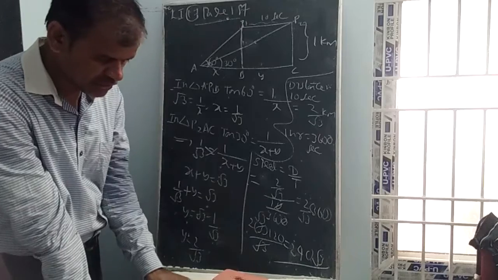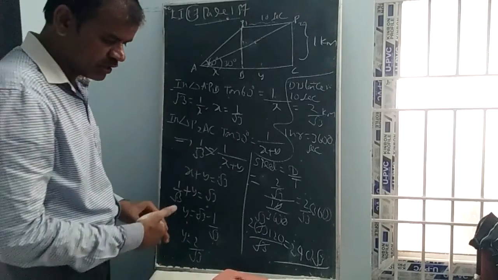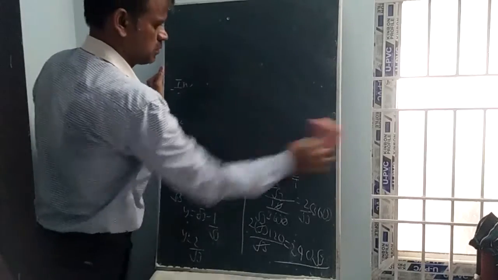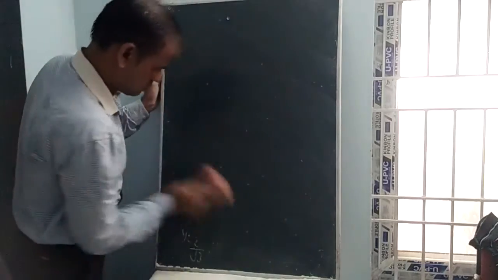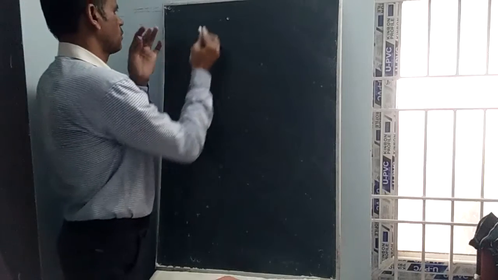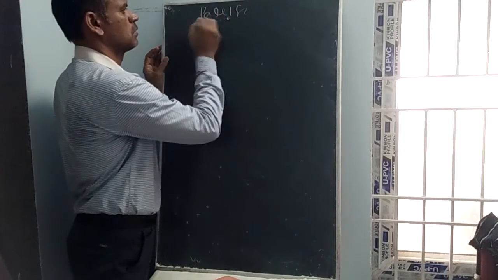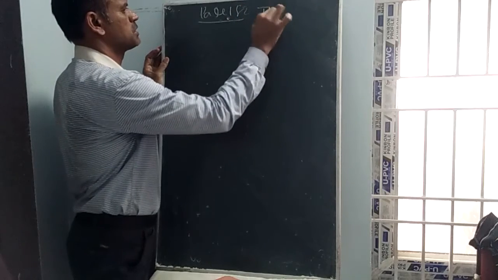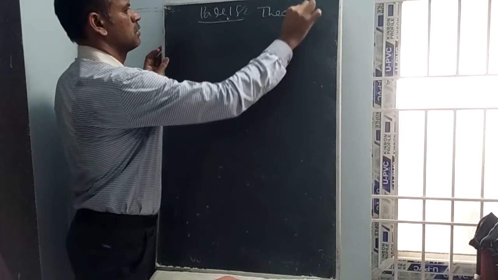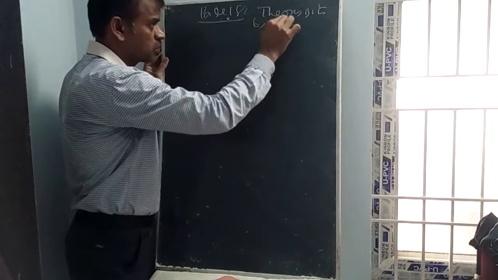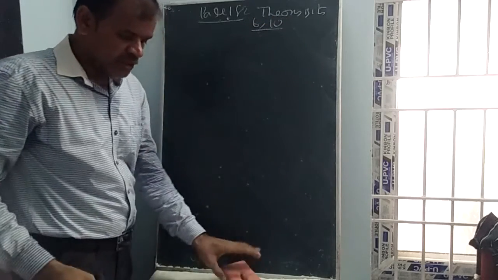Now, let us finish two sums in the Level theory bits, page number 182. Theory bits, the sixth question and the 10th question. Read the 6th question.